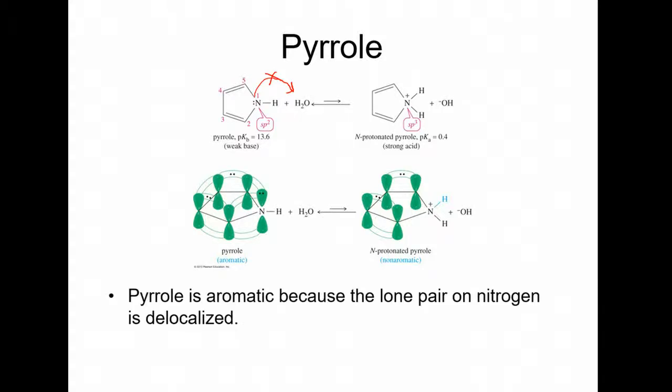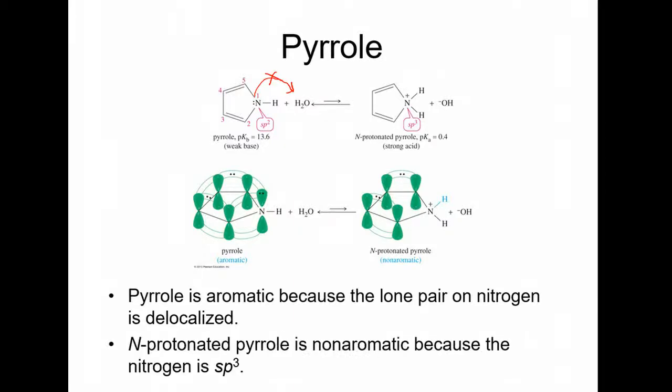Here the pyrrole is aromatic because the lone pair is delocalized. The N-deprotonated pyrrole is non-aromatic because the nitrogen is sp3. So now this molecule is non-aromatic. You're going from an aromatic compound to a non-aromatic compound. That's an increase in energy. You're going from a more stable compound to a less stable compound, not something nature naturally wants to do.